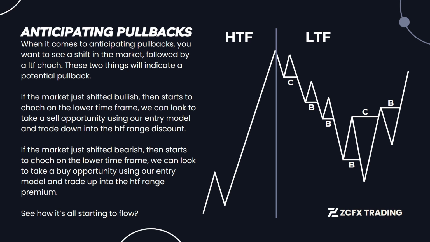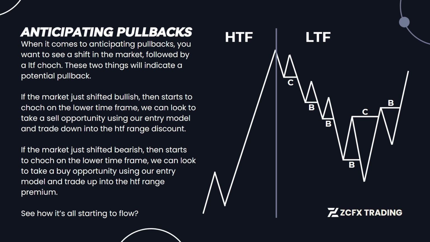So if the 15 minute has just shifted bullish and then it starts to chalk on the 15 minute to the downside, we can look to take a sell opportunity using our entry model and trade down into the high time frame range discounted part. Obviously, again, understand premium discount. You probably already see it's starting to all tie in with itself, okay?